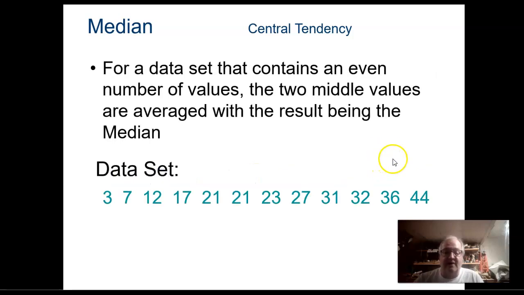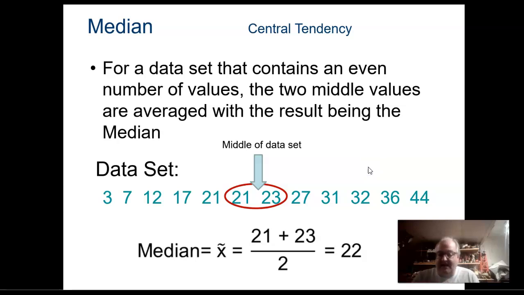Now let's take a look at a little bit more data. So we've got an even number of values in our data set: 1, 2, 3, 4, 5, 6, 7, 8, 9, 10, 11, 12. We don't have an odd number, so we're not going to have one exactly in the middle. Since the exact middle of the data set is right here between 21 and 23, we're going to have to average those two together. So the median here is 21 plus 23 divided by 2, and the median of this data set is 22.